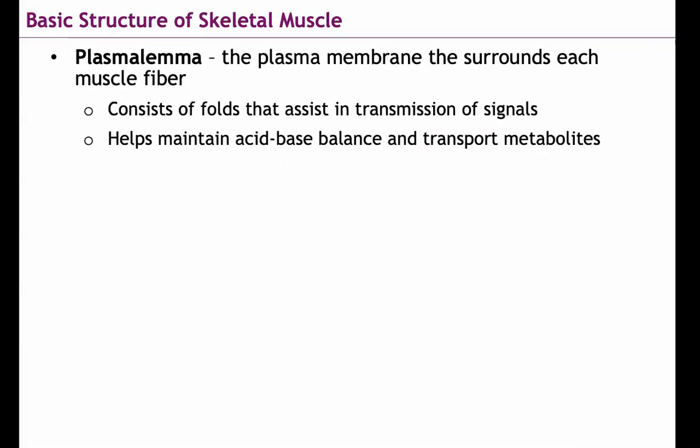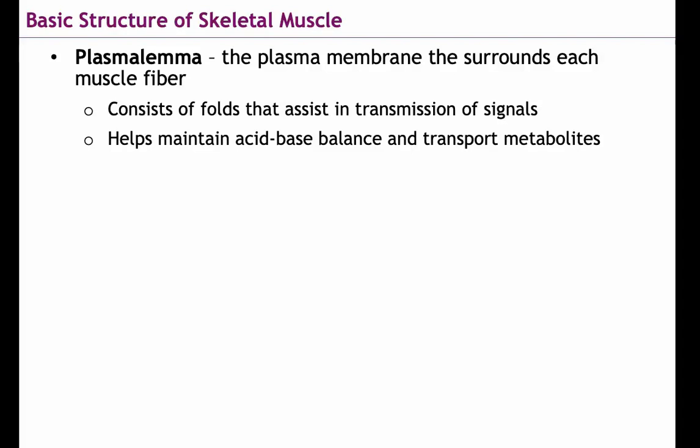All right, so now let's get back to where I said we were going to talk about the plasma lemma and the sarcolemma. So plasma lemma, as you can see, you would assume a plasma membrane. It surrounds each muscle fiber. So remember when I said that satellite cells exist between the endomysium and the plasma lemma? So basically the plasma lemma surrounds the muscle fiber and then the endomysium is right above the plasma lemma.